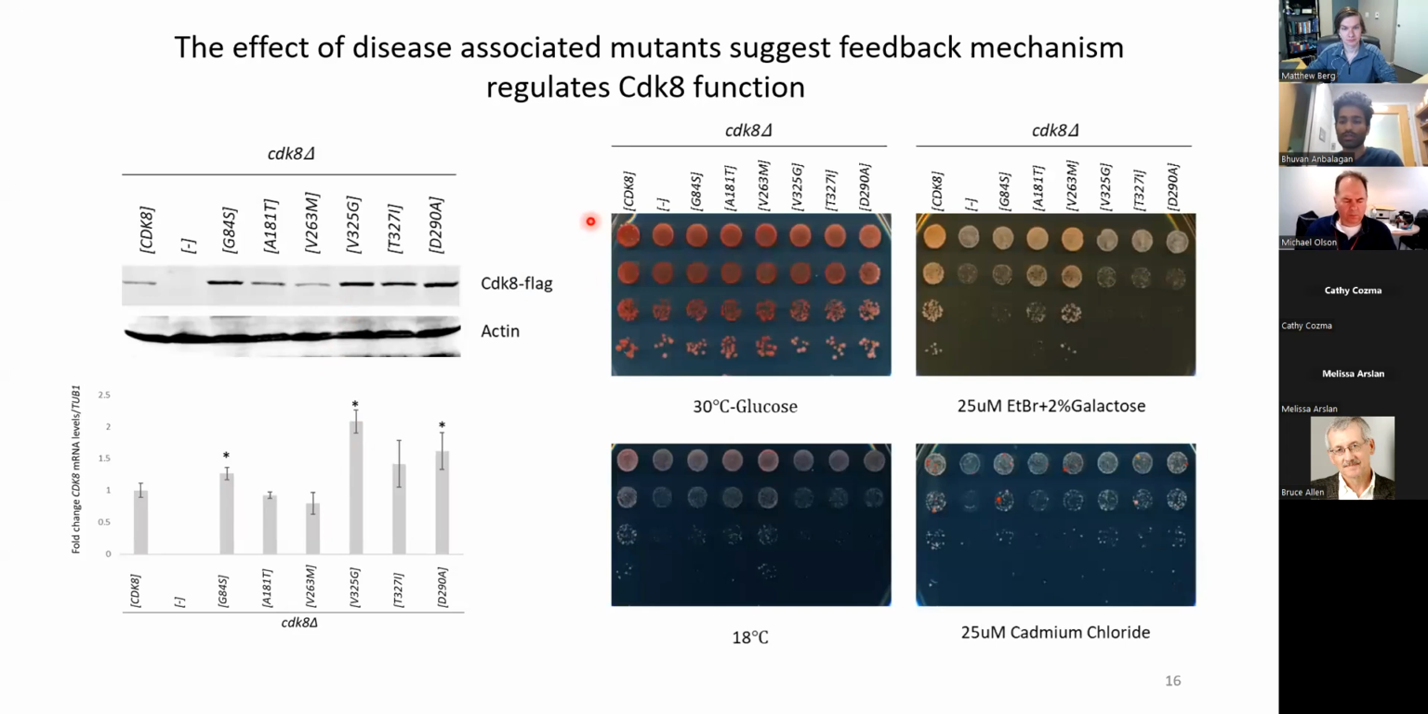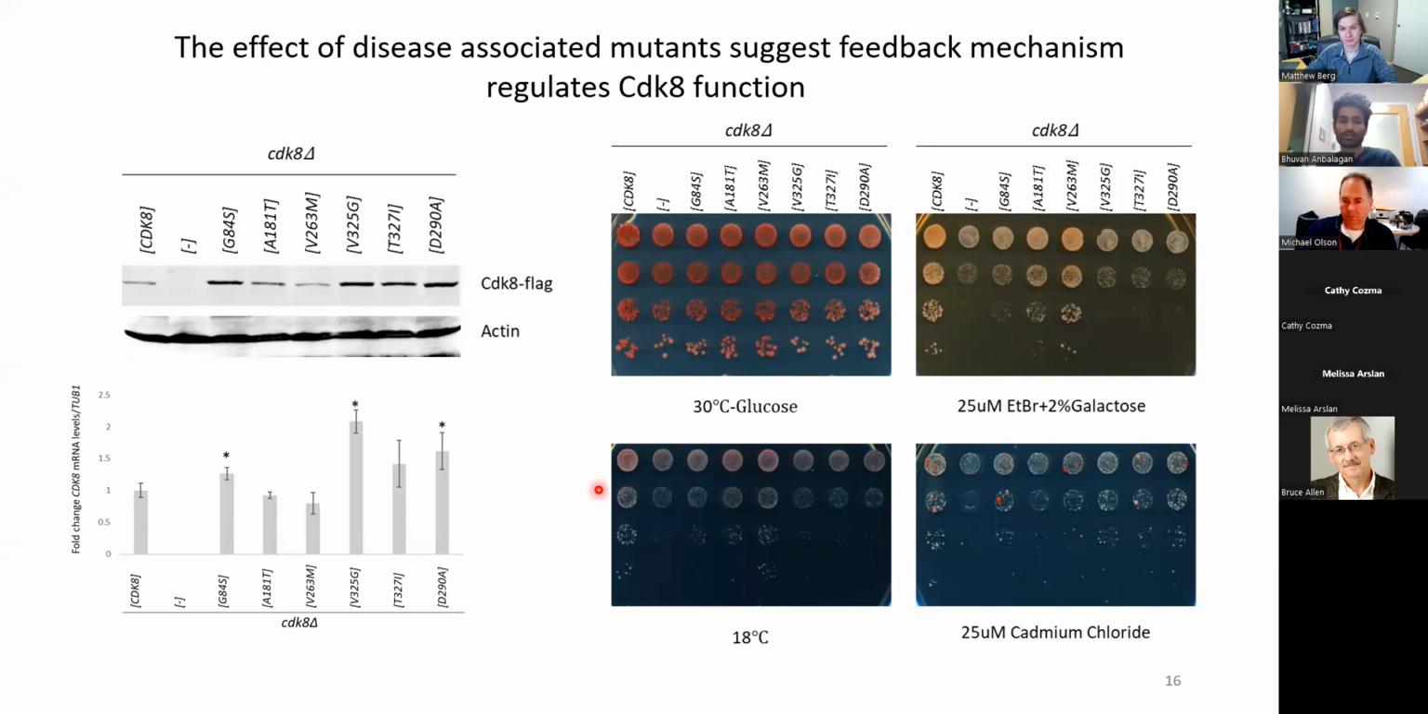In order to see if these mutants show any growth phenotype, I did a growth assay where the rows represent tenfold serially diluted yeast cells, and each column represents a different strain. As you can see, at 30 degrees, which is an optimum condition for yeast growth, all the strains are growing fine. But under ethidium bromide and galactose conditions, which rely on CDK8 function to phosphorylate Gal4, the wild type is growing fine, but in the absence of CDK8, the knockout is growing sicker. And some of the mutants are exhibiting a knockout-like phenotype, suggesting a disruption in CDK8 function.